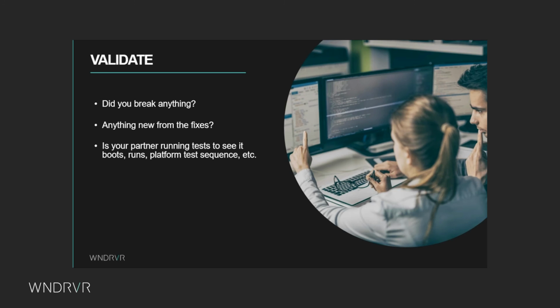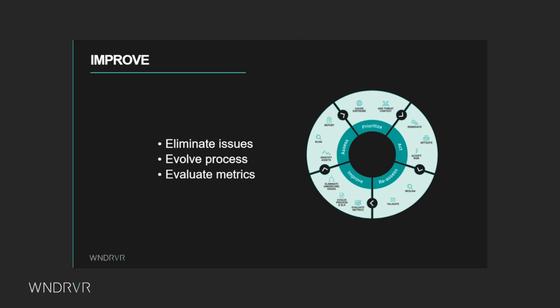So the last section is improve. Everybody should always want to improve, right? So you want to eliminate the issues that you had, understanding how to assess, making sure that your assessments are accurate, and eliminating the issues when you've acted on it. You want to evolve that process. You want to evaluate the metrics: how quickly, how accurately, how the validation went. These are the actions you take once you've completed the cycle. And then the key thing is, once you've evaluated and improved your cycle, you need to start that whole process over again.